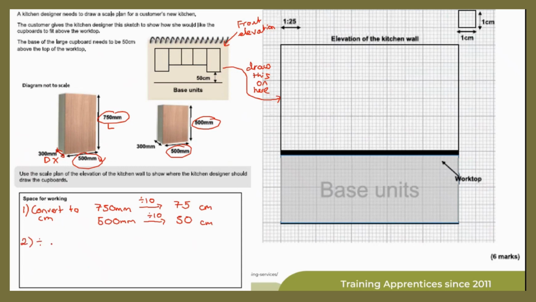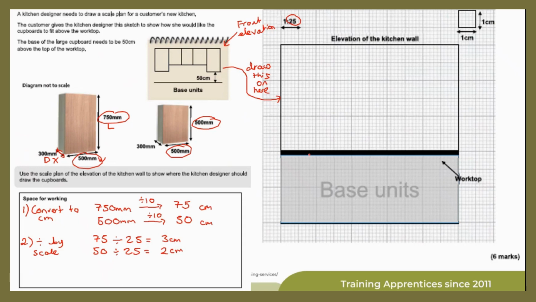Then we're going to divide by the scale. Now our scale is 25. So we're going to do 75 divided by 25, which is 3 centimetres. And then 50 divided by 25 is then 2 centimetres. So we know that is the length and that's the width.